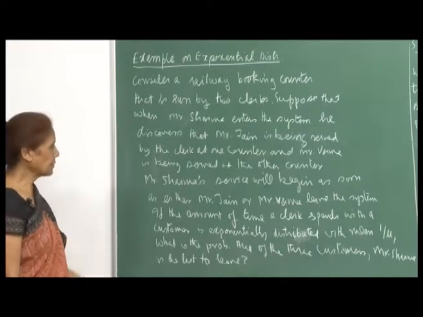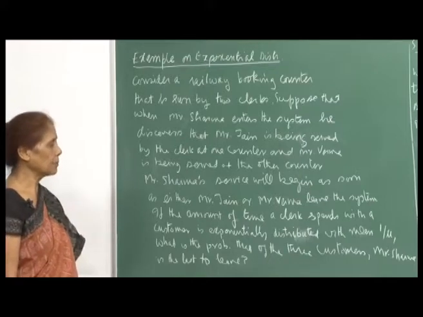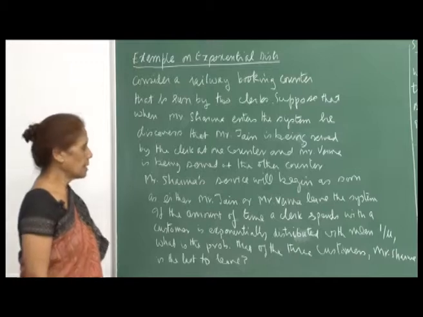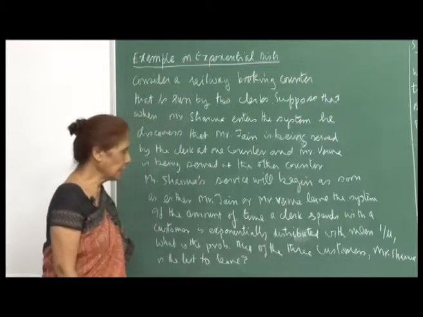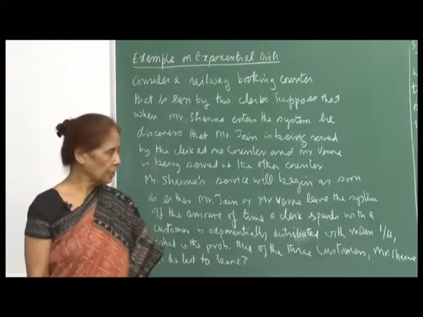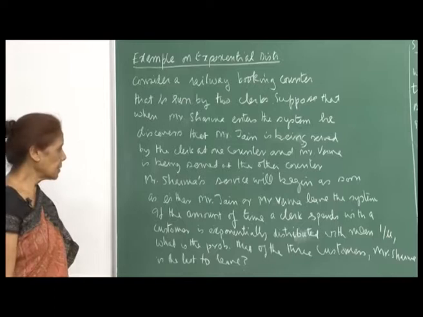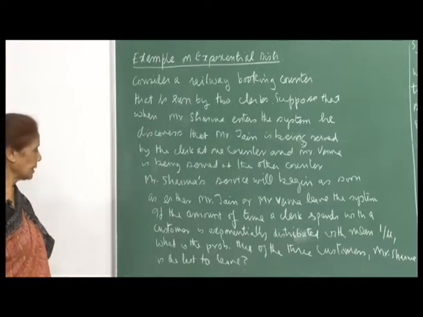So, if the amount of time a clerk spends with the customer is exponentially distributed with mean 1 by mu, that means the parameter of the exponential distribution is mu, and therefore, the mean time that a clerk spends with the customer is 1 upon mu, right. What is the probability that, of the 3 customers, Mr. Sharma is the last to leave?